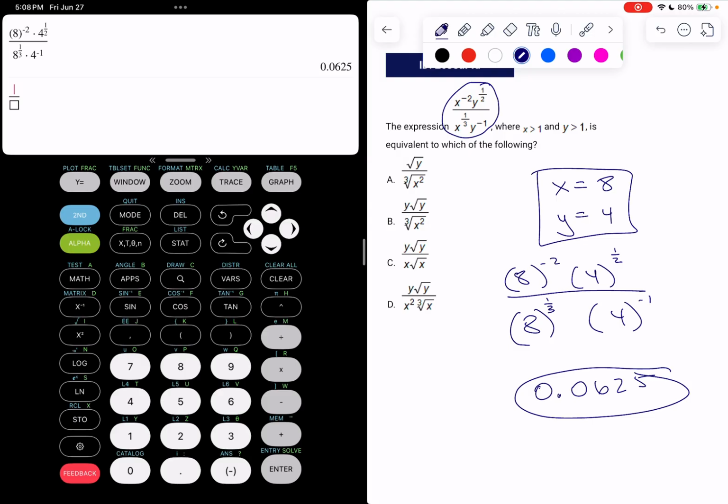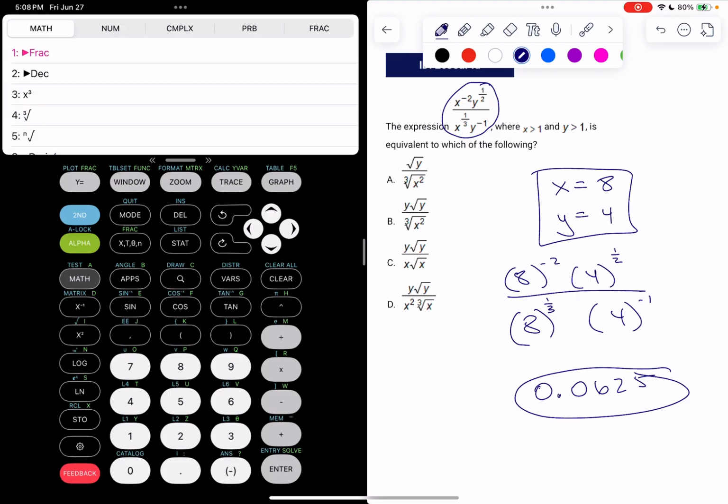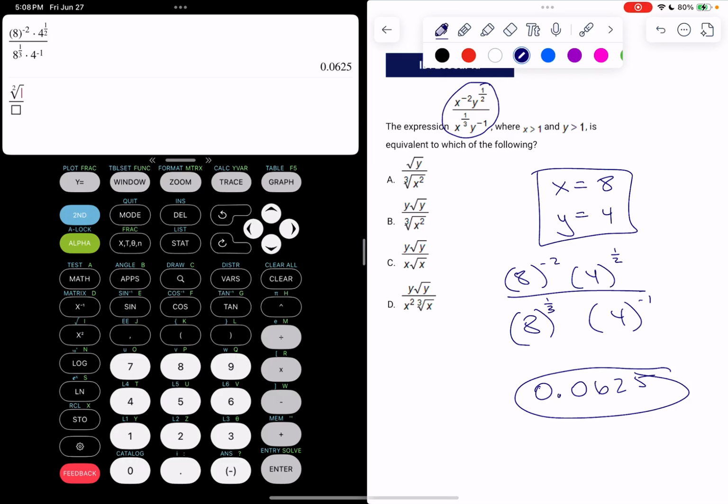I'm not very used to this calculator, but let's see, maybe it's under functions. I bet it's under math. There we go. We'll have our little square root. We'll put a little 2 there because it's the square root of y, which is 4. So again, we're doing a, now putting a little 4 in there.